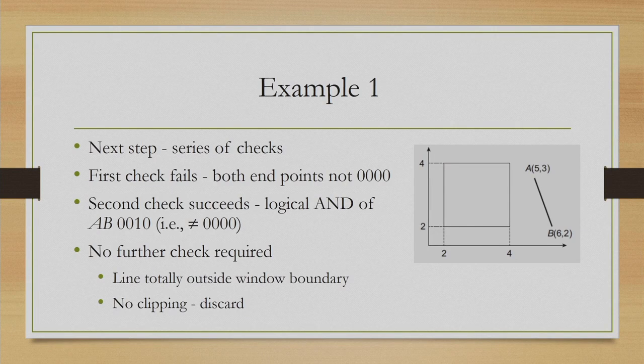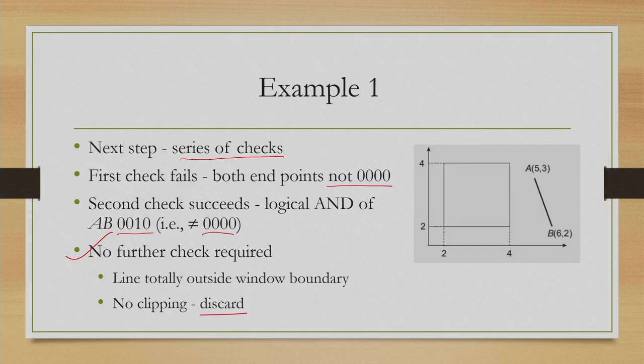Now, we go to step 2, a series of checks. So, the first check is whether both endpoints are equal to 0. Now, they are not 0 0 0 0. So, the first check fails. The second check is whether their logical AND is not equal to 0 0 0 0, which happens to be true in this case. So, we can be sure that this line is completely outside the window boundary. No further check is required and we can simply discard it.